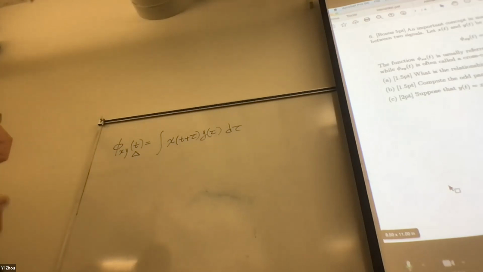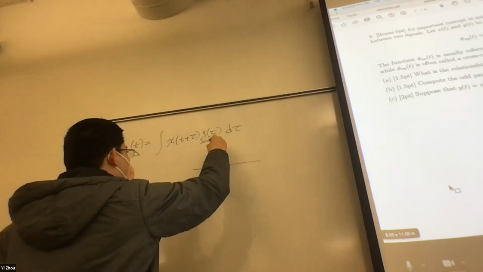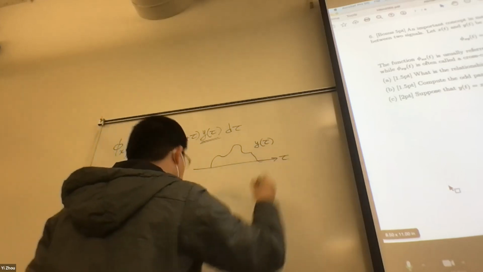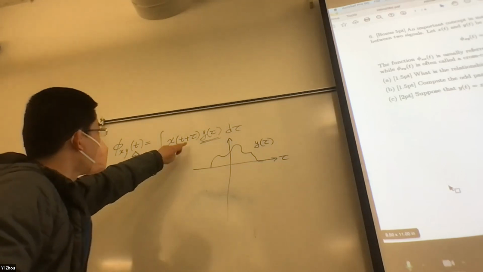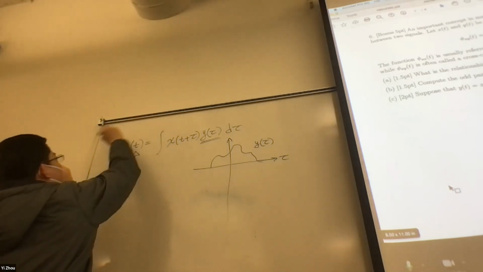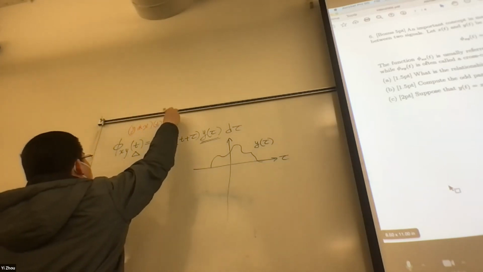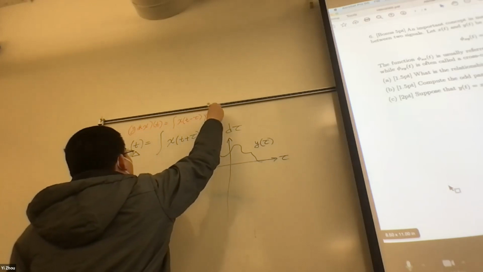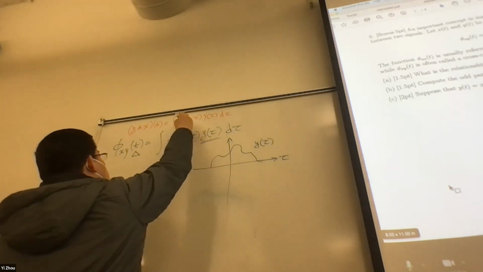Now how do we understand visually? You have a signal y. So this is y(tau), and this is the tau axis. So this is the time axis. But for x, this is different from convolution. In convolution, if we do y convolved with x, that is the integral of x(t minus tau) y(tau) d tau. So the difference is that we have t plus tau here instead of t minus tau.